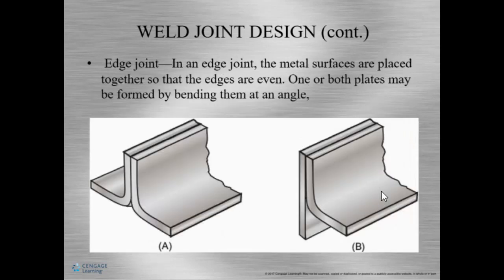Okay, so edge joint. This is an example of different types of edges. When we're talking about edge, we mean to weld on the edge regardless of the shape of the material. We can see that this material has a bend in it, but we're still only going to be welding on the edge.